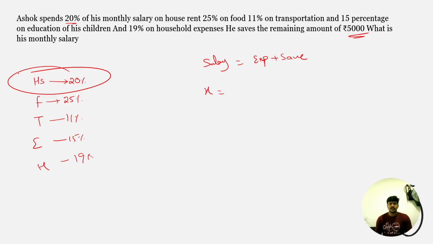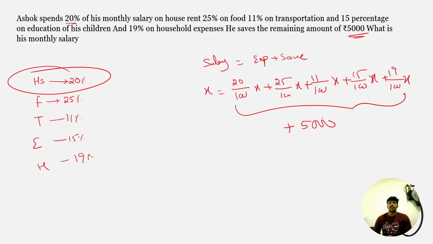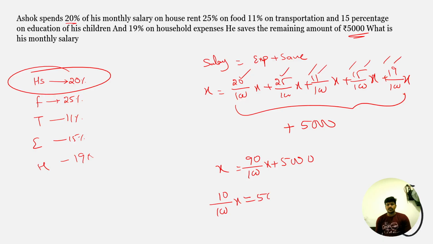Now what are your expenditures? 20% of x as house rent, 25% of x as food, 11% transportation, 15% of x as education, and 19% as household expenses. These are all your expenses plus your savings of 5,000. We have only one equation and only one unknown variable. You can combine all of them: 20 plus 25 is 45, 56, 71, 90. So you almost got 90% of x. Original x is equal to 90% of x plus 5,000. If you subtract, you get 10% of x equal to 5,000. Then your monthly salary is going to be 50,000, which is x.